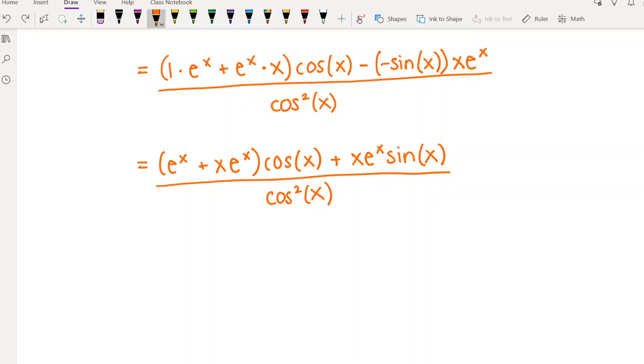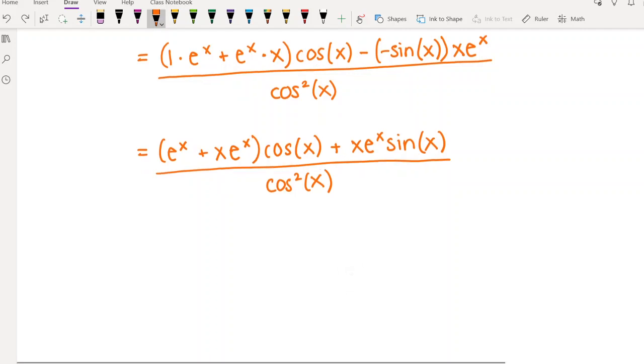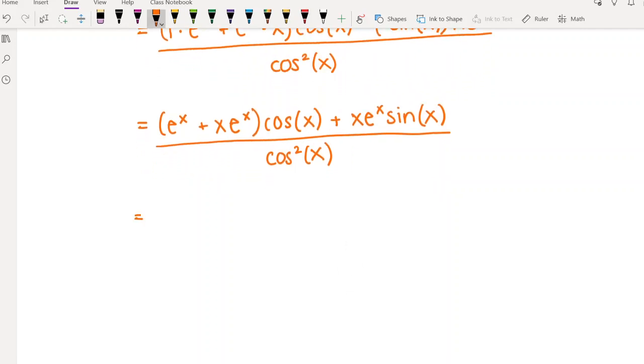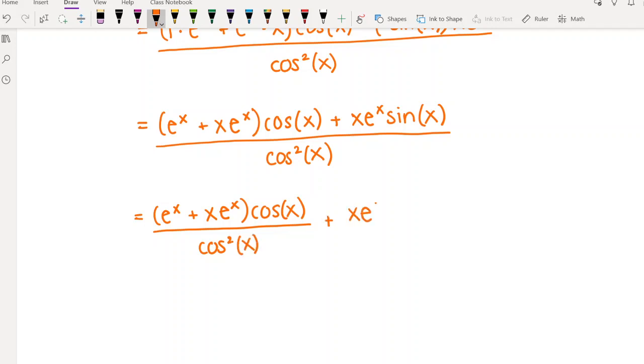So how would I go about simplifying this? Well, looking at this, I can see that here we have a cosine and a cosine that we can do some stuff with. And then here we have a sine and a cosine that seem like they might interact. And so that makes me think, okay, maybe there's a better way to write this. So I'm going to split this into two fractions. I'm going to rewrite this as e to the x plus x e to the x cosine of x over cosine squared of x, plus x e to the x times sine of x over cosine squared of x.